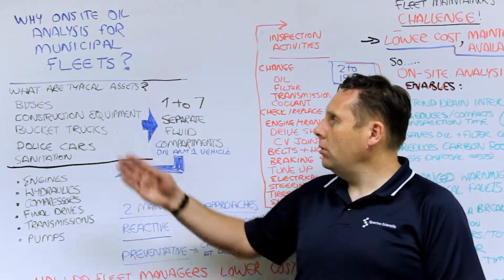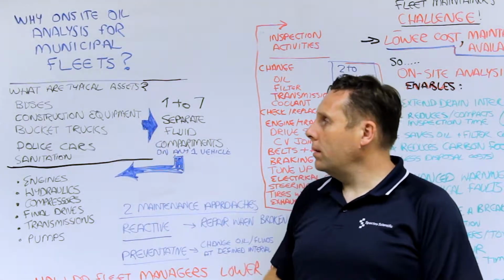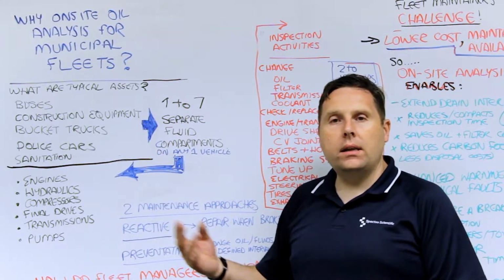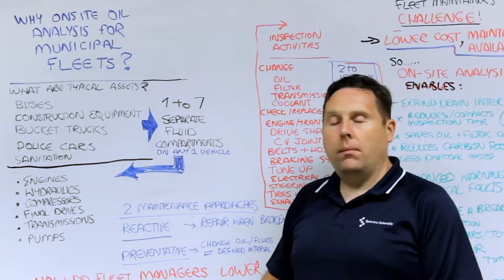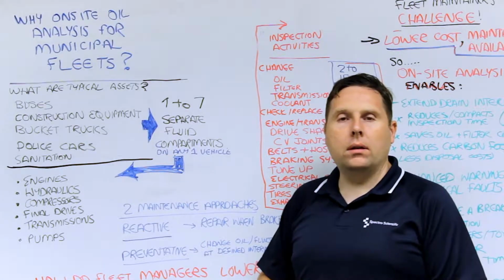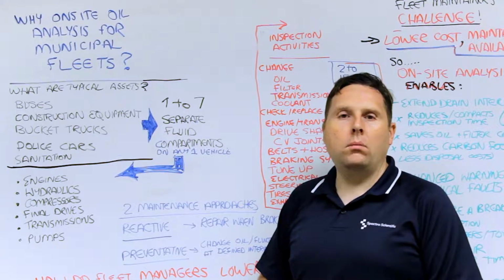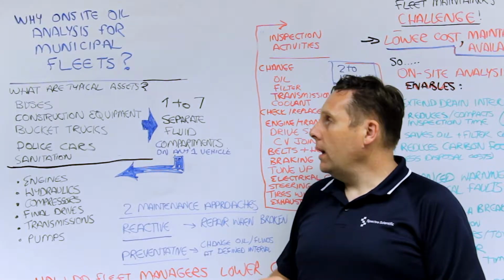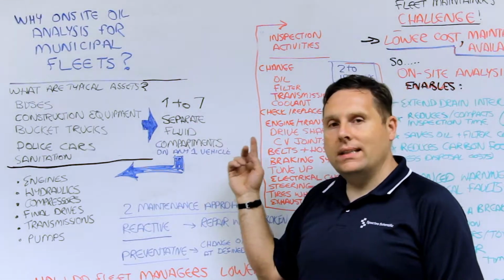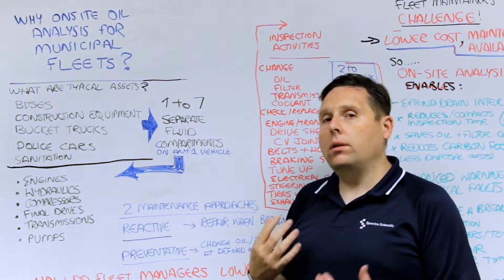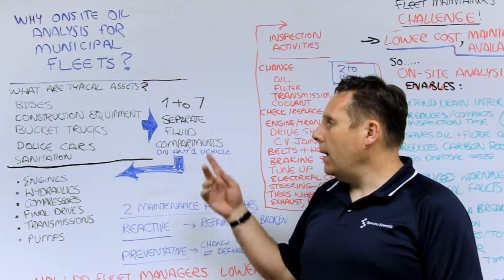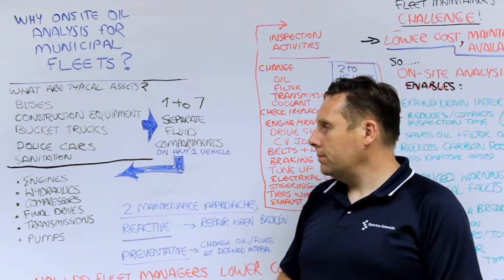For example, you could have things like passenger buses, construction equipment, bucket trucks, police cars, sanitation vehicles, plows, all sorts of types of vehicles that are used in the normal running of a municipal environment or a city. And each one of those can have between 1 to 7 separate fluid compartments that all need to be checked, monitored, and updated on a regular basis. And some of these can be on multiple vehicles.